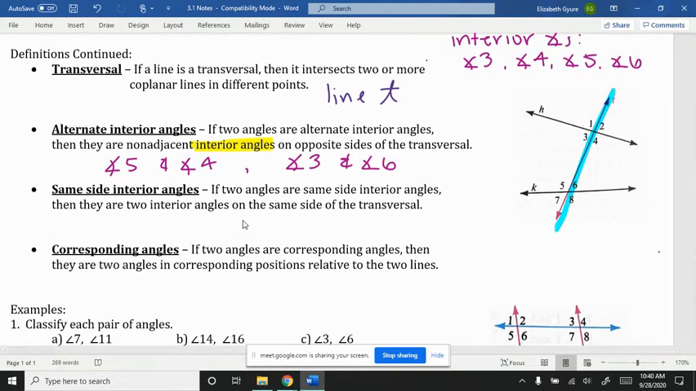Then we have same side interior angles. So we had alternate, right? Now these ones are still going to be interior, but along the same side. So if we're not doing alternate anymore, what do you think could be an example? Oh, let me read it to you first. If two angles are same side interior angles, then they are interior angles on the same side of the transversal. So which ones would that maybe qualify for, Maya? Angles 3 and 5, good.